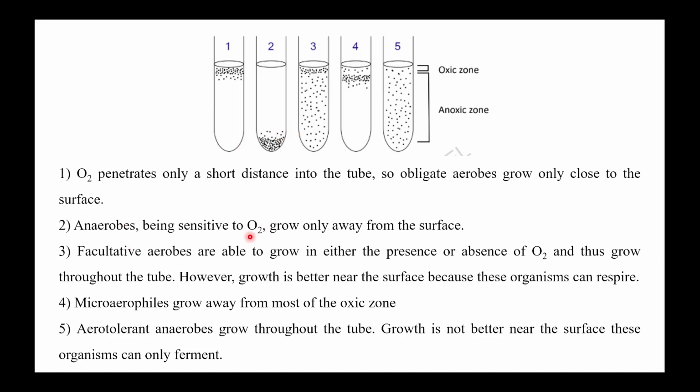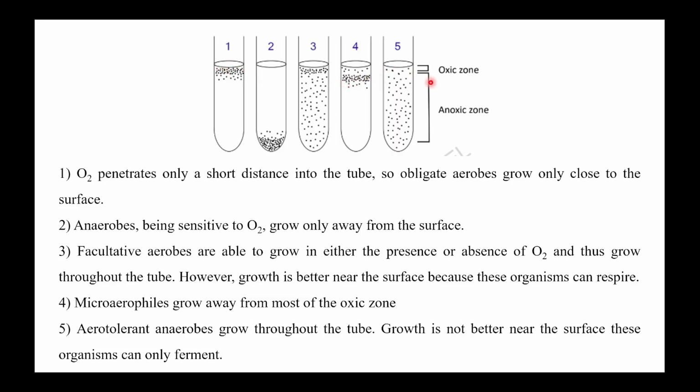Then facultative aerobes can grow in either the presence or absence of oxygen. That's why they are growing throughout the tube. However, the growth is better near the surface. Near the surface the concentration is high, but throughout the tube the growth is there. They grow better near the surface since they can respire. Then comes microaerophilic, which can grow at a lower oxygen concentration, so they will grow a little away from the surface. Obligate aerobes are growing very close to the surface, and microaerophilics are growing below that.